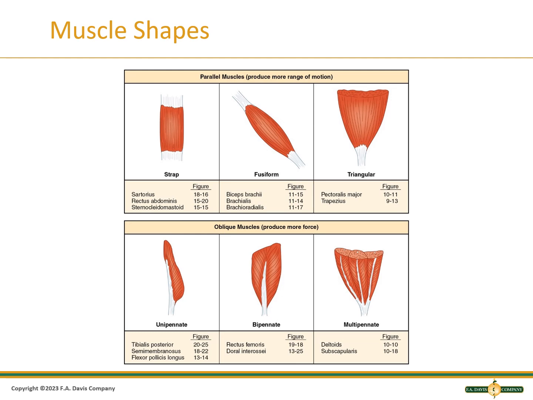And then looking at our oblique muscles, we have unipennate muscles, which have fibers extending from one side of a tendon at an oblique angle. We see this in the body with tibialis posterior, semimembranosus, and flexor pollicis longus. Our bipennate muscles look like a common feather, so we've got fibers extending from both sides of a central tendon. Common examples of bipennate muscles include rectus femoris and the dorsal interossei muscles. And then our multipennate muscles are similar to bipennate, but they have multiple tendons running through the muscle. We can see multipennate muscles in the deltoids and subscapularis.